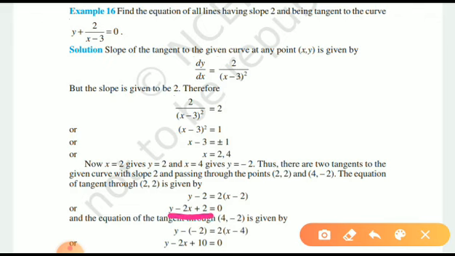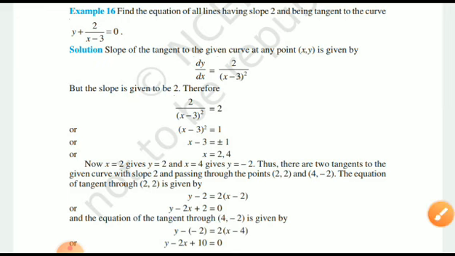Simplifying, I'll get the equation of the tangent at point (2, 2) as y - 2x + 2 = 0. Similarly, at point (4, -2), the equation of the tangent will be y + 2 = 2(x - 4). So the equation of the tangent at point (4, -2) will be y - 2x + 10 = 0. Okay, clear?